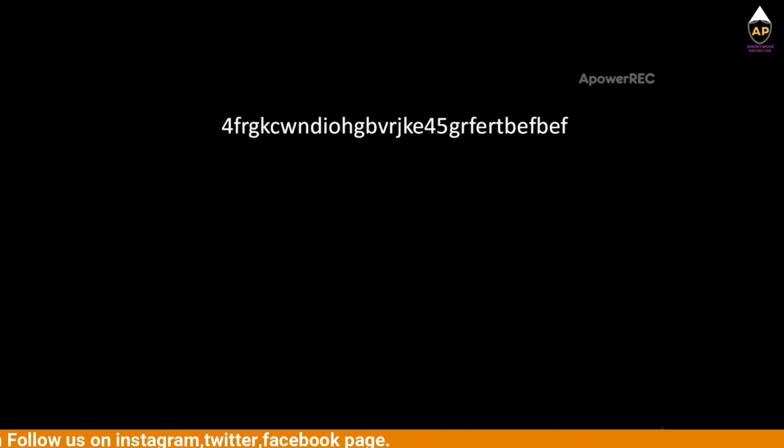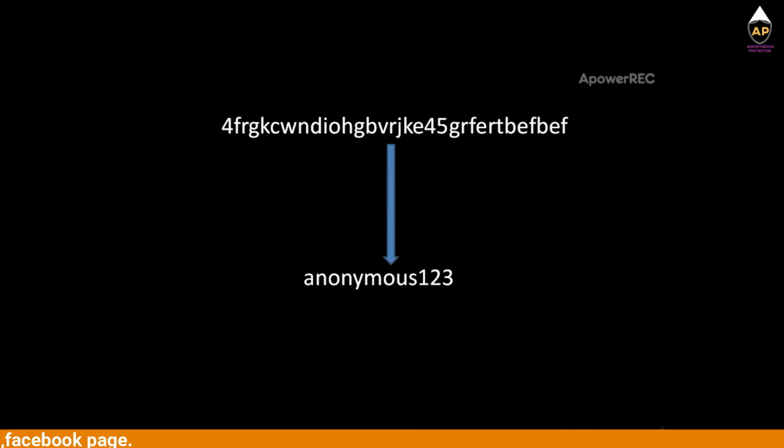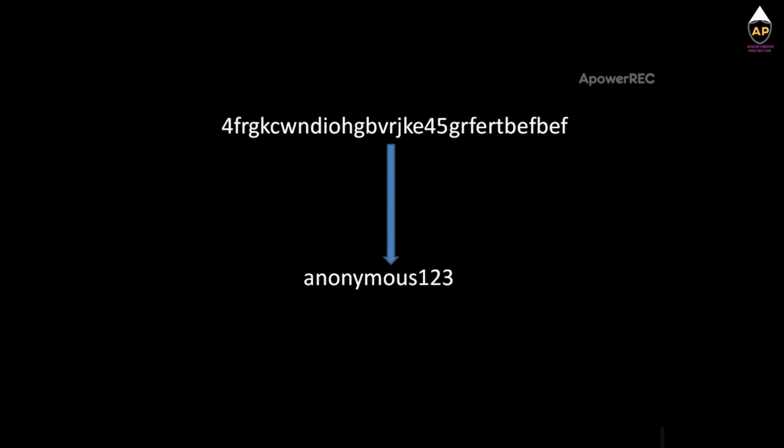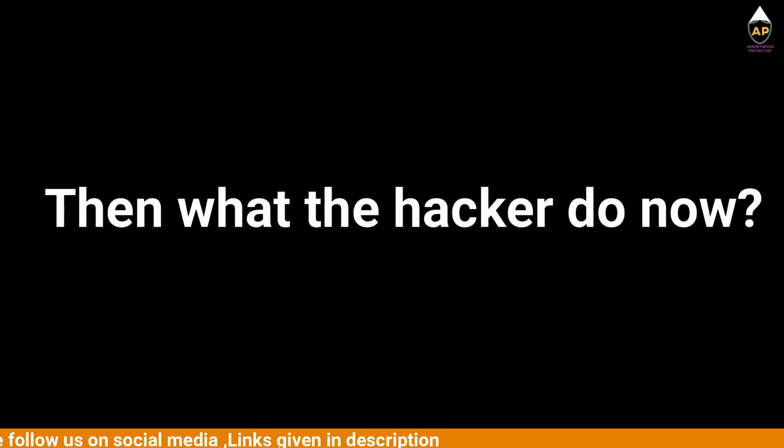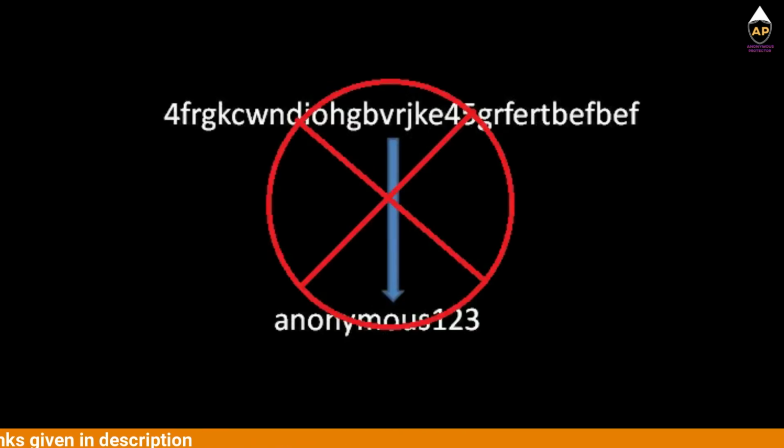Then what does the hacker do now? The only possible way is to reverse the hashed password into plain text form. But this is highly impossible, because a hash is a one-way function, and the plain text form cannot be obtained from the hash itself. That is how hashing algorithms are designed. Then what does the hacker do now? Now the strength of the password comes into the picture.